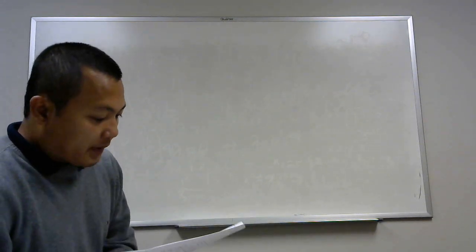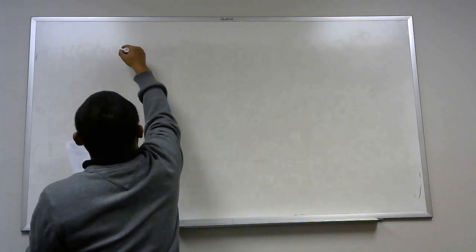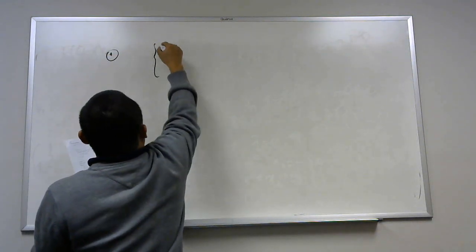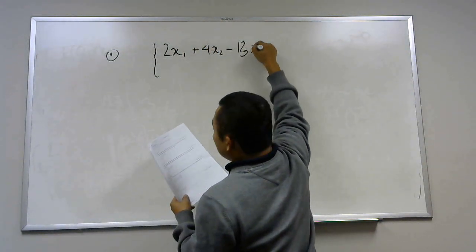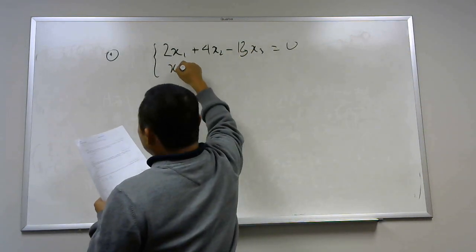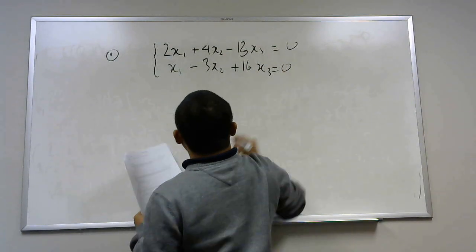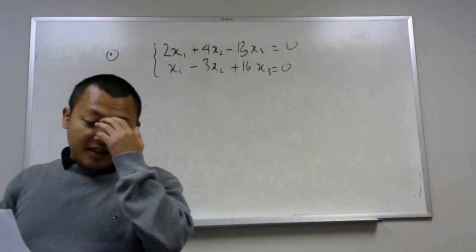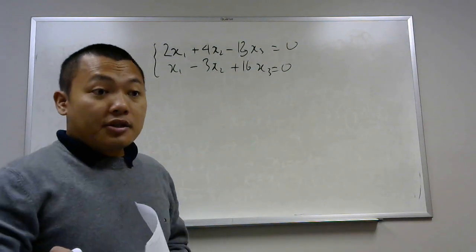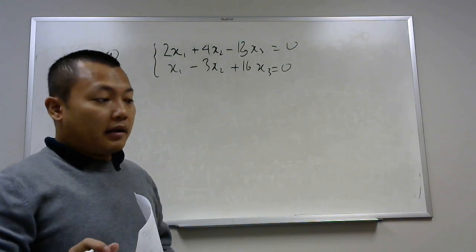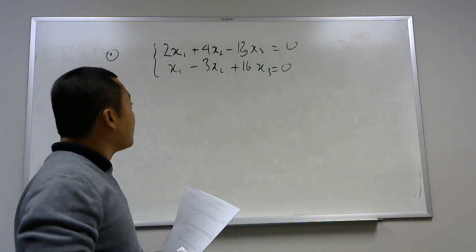The first question is about homogeneous system of linear equations: 2x1 plus 4x2 minus 13x3 equal to 0, and x1 minus 3x2 plus 16x3 equal to 0. So, we solve this system from time to time, right? Even we do that in the last chapter when we need to find all eigenvectors for some eigenvalues. So we need to solve homogeneous system of linear equations.